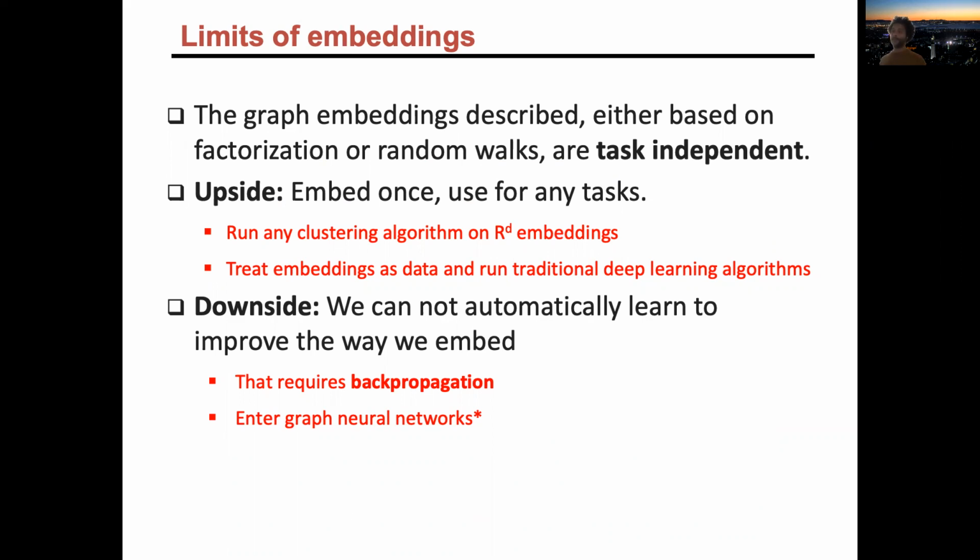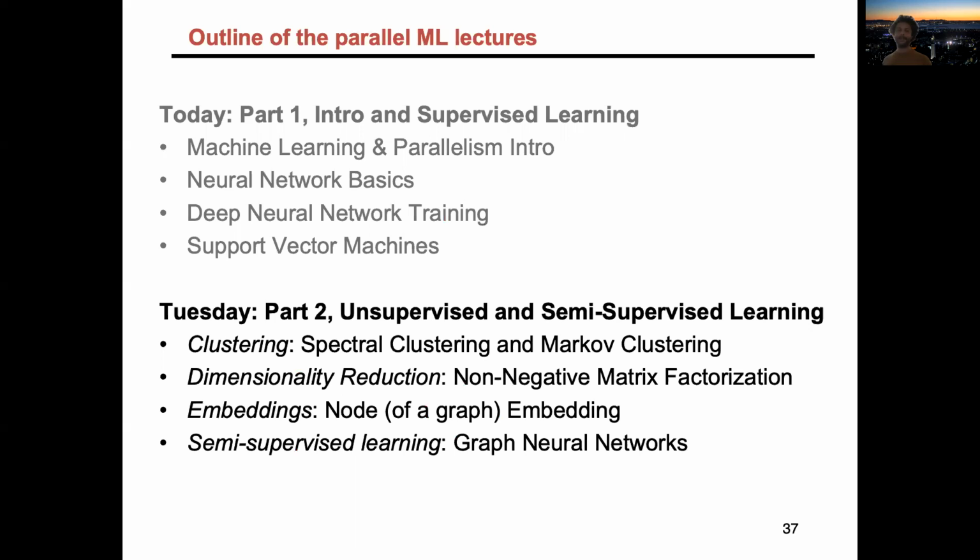That would require backpropagation. That would require backpropagating the error of the task we have at hand. And so that's why we're going to talk a little bit about graph neural networks. So we have 25 minutes. That's a good time to be in.